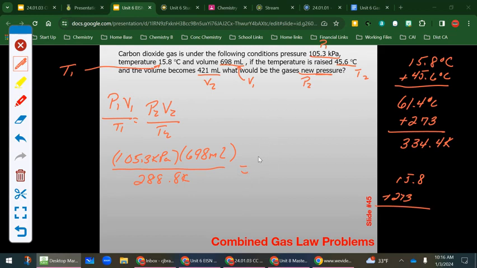All right. What are we solving for? The second pressure. So P2 is going to be our variable here. What's our V2? And what's going to be our new temperature? 334.4.